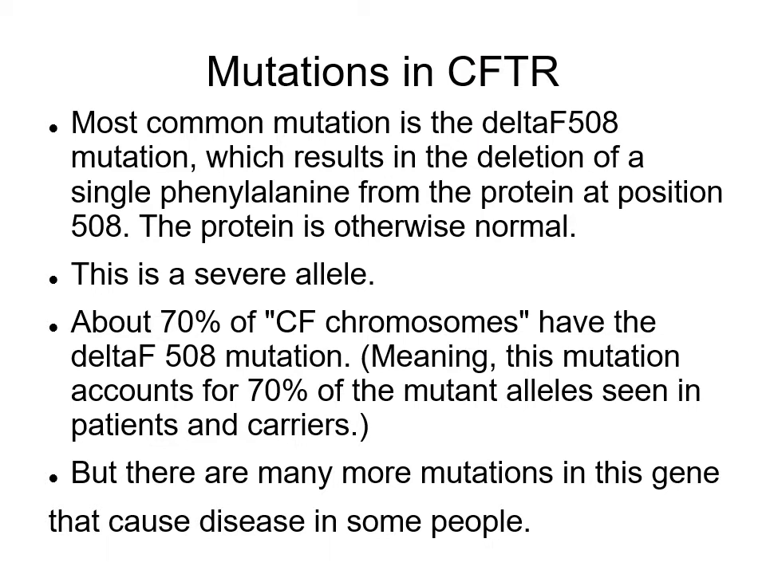Okay, so mutations. The most common one is called delta F508, which is simply a deletion of a particular phenylalanine from the protein at that position. This is a very severe allele, and it's by far the most common in that about 70% of CF chromosomes have this particular mutation. But there are many, many other mutations which also can cause disease and can exist in conjunction with the delta F508.